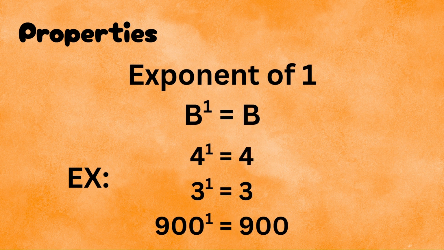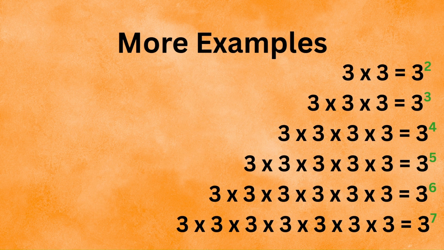The exponent 1. Any number to the power of 1 does not change. 4 to the power of 1 equals 4. 3 to the power of 1 equals 3. 900 to the power of 1 equals 900. As you can see previously, if we got rid of this 3, then it would be 3 to the 1 power. And since there's only one 3, 3 equals 3.